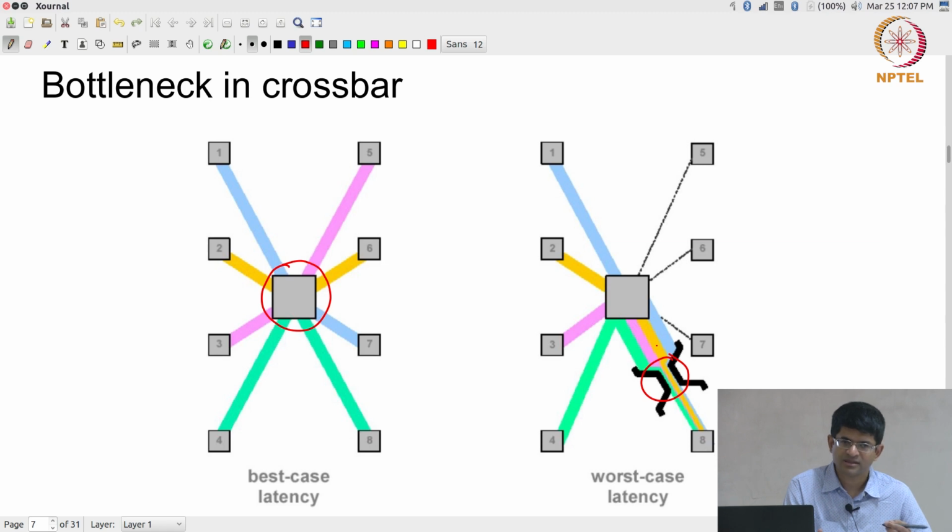Is this unrealistic? Possibly, but not too unrealistic, because just think of 8 as the main memory of the system. If that was the case, then everybody is very likely to be trying to talk to 8, getting data into or out of 8.